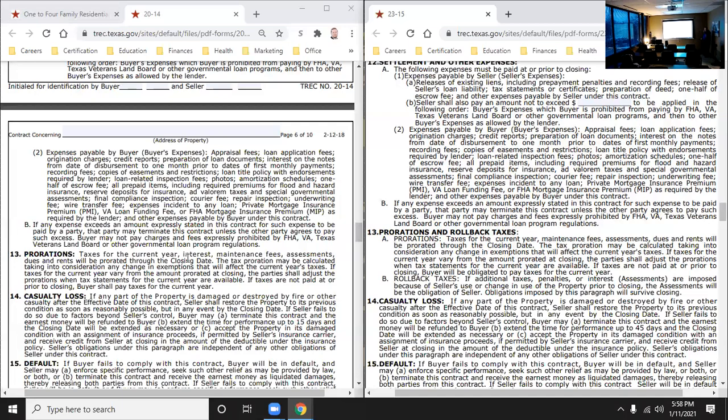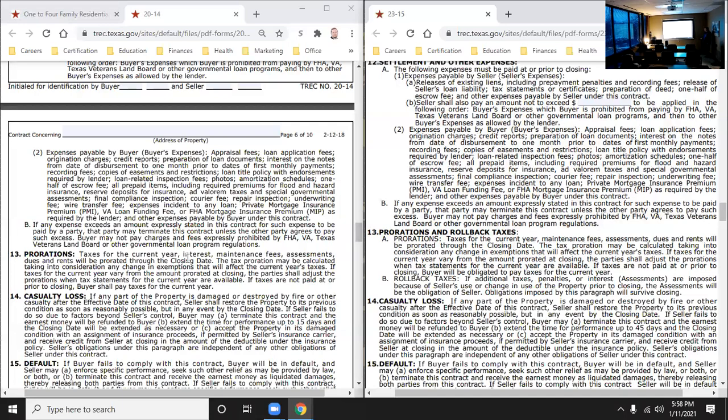Okay. Mr. Stahl, can you read the first paragraph over here on this side, paragraph 13A on the incomplete contract, out loud for everybody? All right. Prorations: taxes for the current year, maintenance fees, assessments, dues, and rents will be prorated through the closing date.